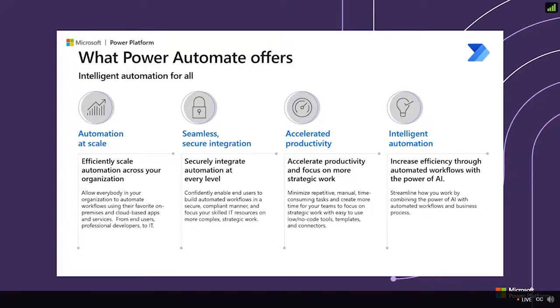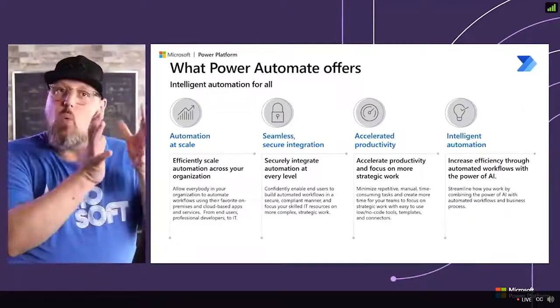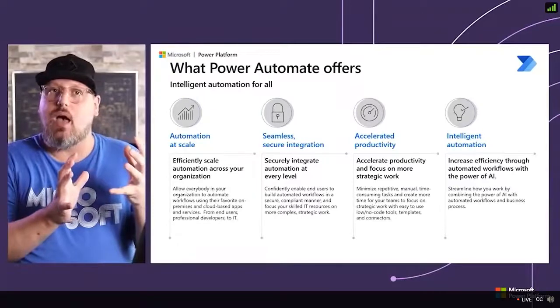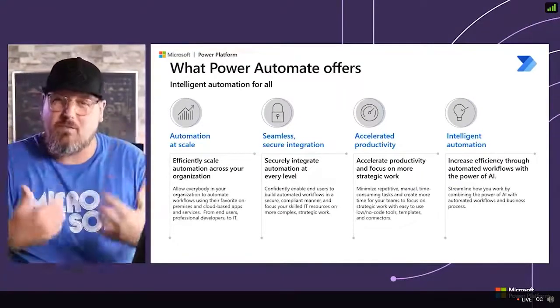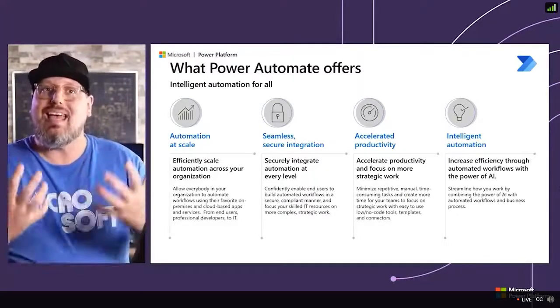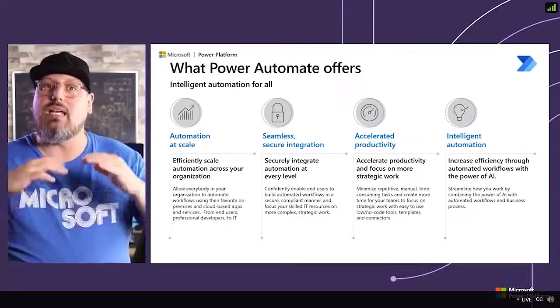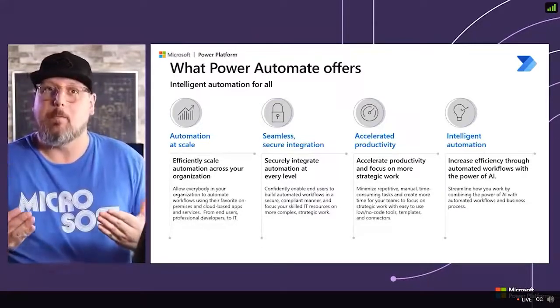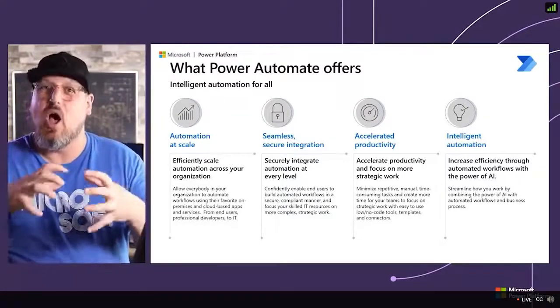Because you can streamline how you work by combining the power of AI with automated workflows and business processes. And this is a huge deal because once you capture data from an API and maybe repeat tasks on a desktop, there's a very important gap in decision making, in making the right automation in the right conditions. And this is where AI can absolutely augment your business processes by understanding not only the content, but some of the context around an automation.